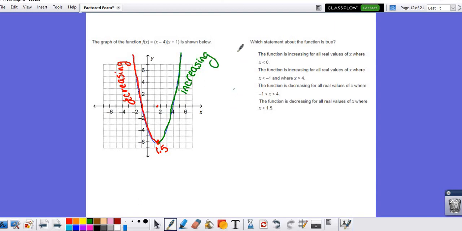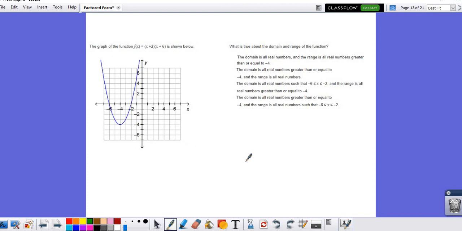Okay. So the function is increasing if x is less than 0. Think about that. That's from here and over. The function is increasing if x is less than -1. That's from here and over. Does that really make sense? The function is decreasing between -1 and +4. Is it decreasing the whole time? And then the function is decreasing if x is less than 1.5. So think about which of those makes sense.